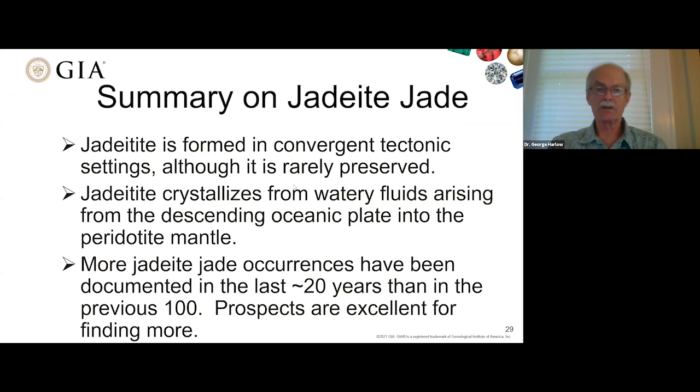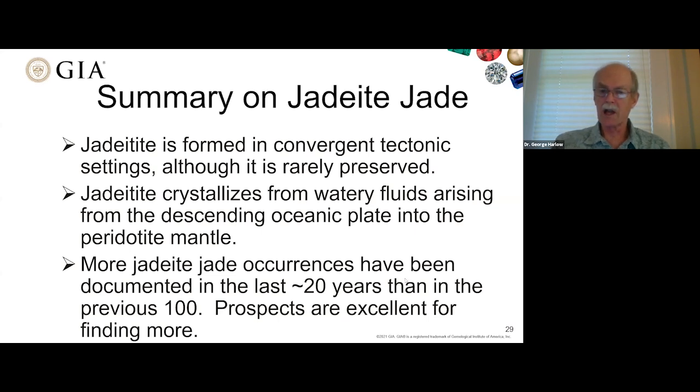So the summary is jadeite is formed where plates collide, although it is rarely preserved, and part of that has to do both with weathering, that material disappears, and the other is that you have to have the material brought from depth, perhaps as deep as 70 kilometers up to the surface.